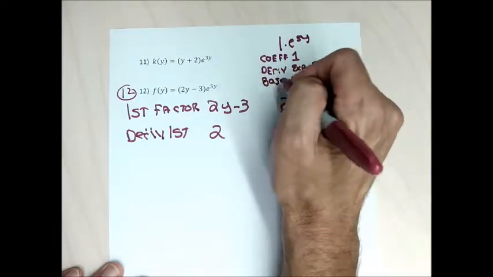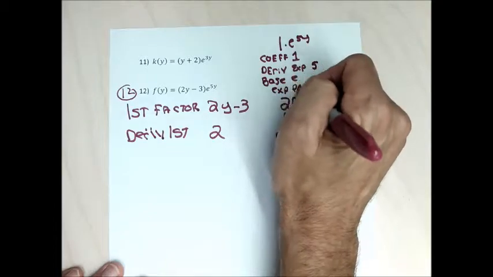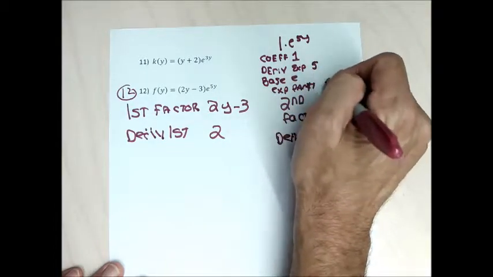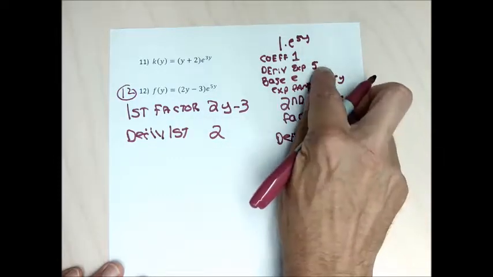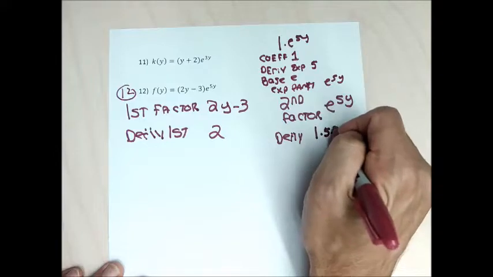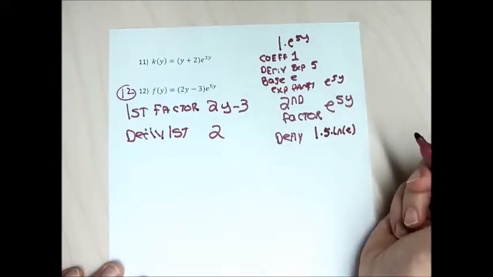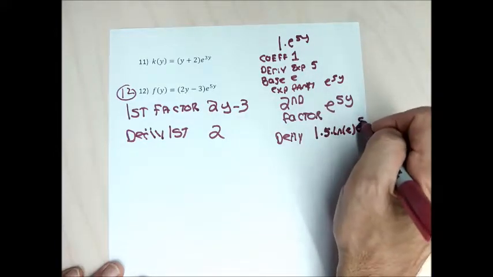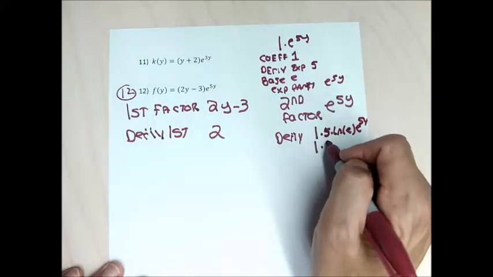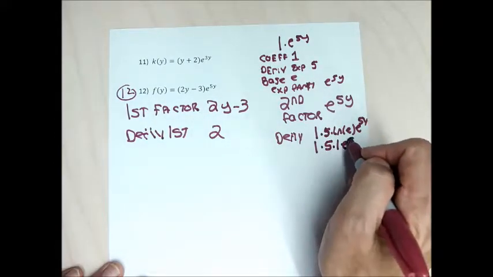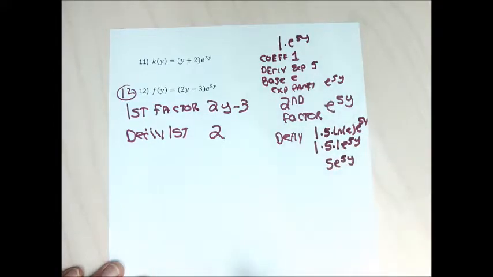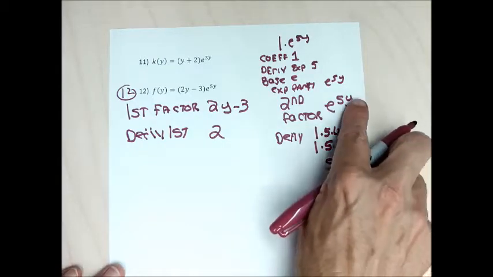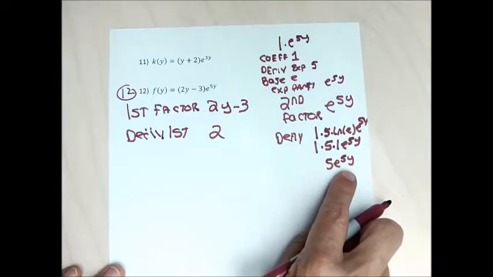The base is e, and the exponential part is e to the 5y. So its derivative would be the coefficient of 1 times the derivative of the exponent, 5, times the natural log of the base, which is equal to 1, times the exponent part. So this is going to be 1 times 5 times 1 times e to the 5y. It's just 5e to the 5y. The shortcut of doing a derivative of an e without a coefficient is just write the derivative of the exponent to the left of the e function.